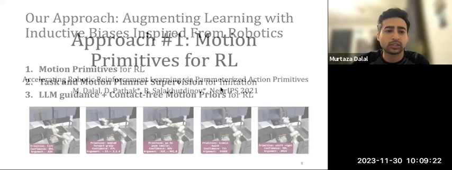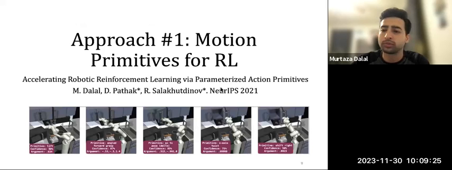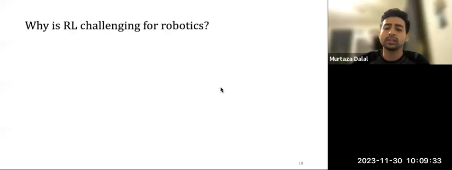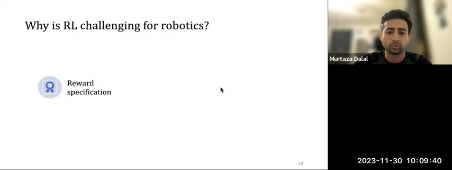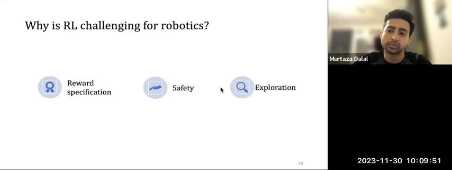All right, so with that, let's jump into the first approach, motion primitives for reinforcement learning. This was work published at NeurIPS 2021. So taking a step back, let's ask the question, why is reinforcement learning so challenging for robotics? Is it maybe because rewards are hard to specify in the real world? Safety, hard to prevent the robot from damaging itself while acting in the real world? Or is it exploration, that the robot can't find the solution itself? Now, all of these are valid concerns, but the one that we're going to really focus on today is exploration.